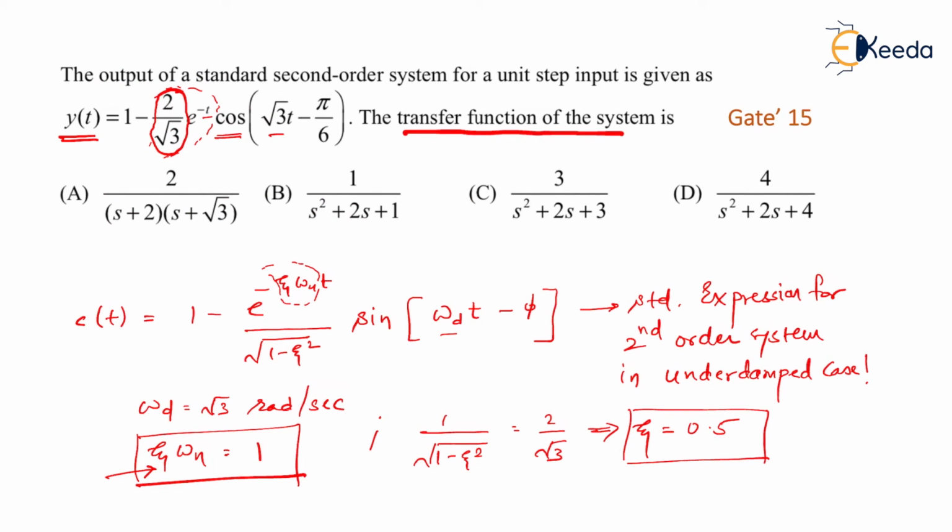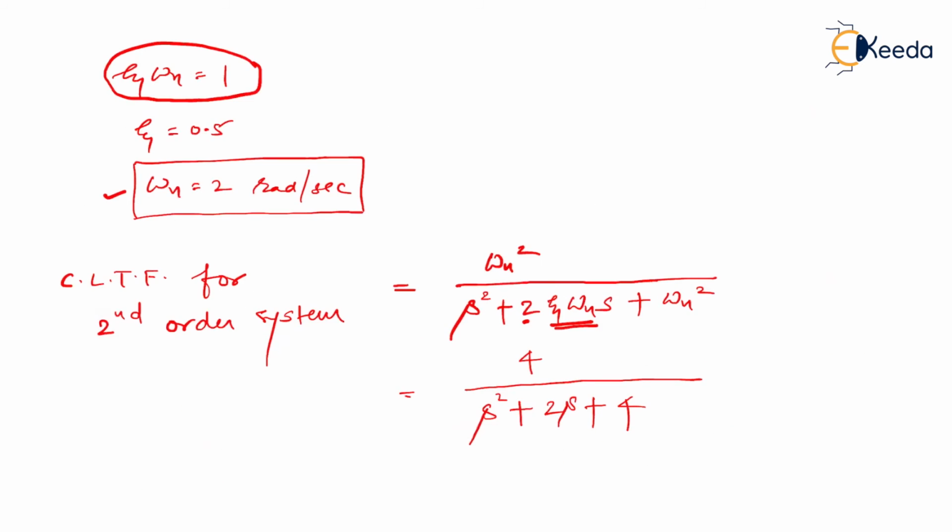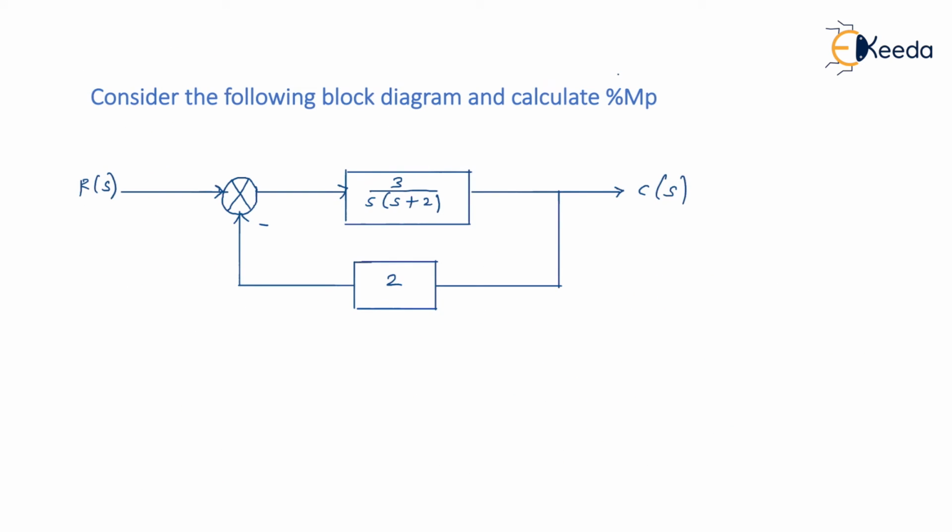Let us see. If you compare carefully, it is option D. Am I right? Very simple problem, right? Let's move to the last problem. Consider the following block diagram and calculate percentage MP. MP stands for peak overshoot. So what they want is percentage peak overshoot.